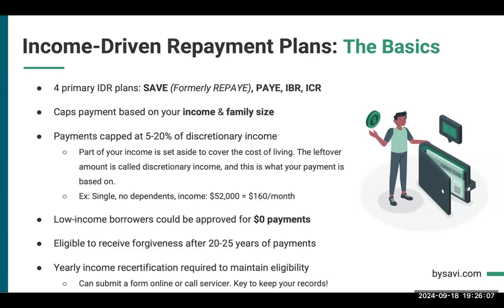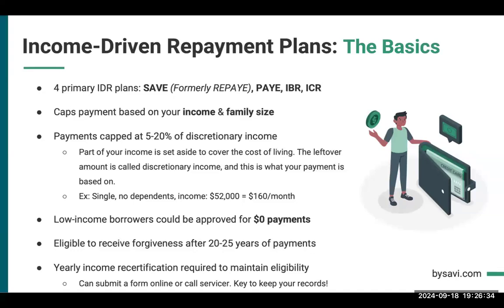every borrower is automatically put onto what's called the standard plan. So when you get that first bill, you look at it and it's usually a lot more than you were probably expecting. That is reflective of you being put onto this standard repayment plan. And the standard repayment plan calculates your monthly payment based on two things: how much student debt you have and the fact that you're going to pay it off in 10 years.